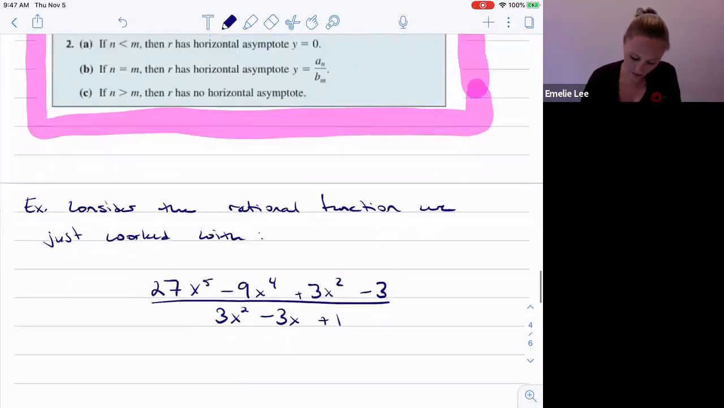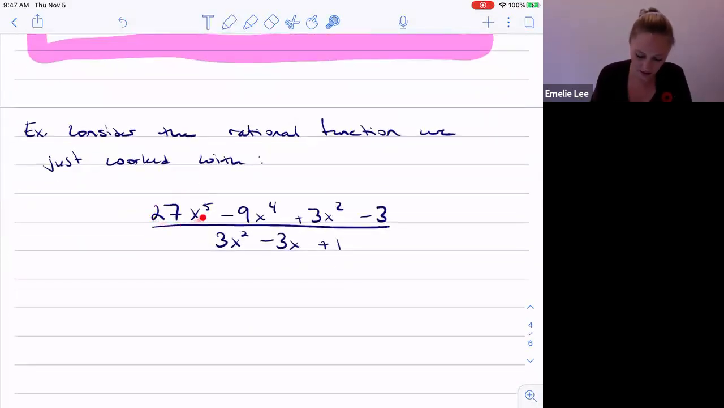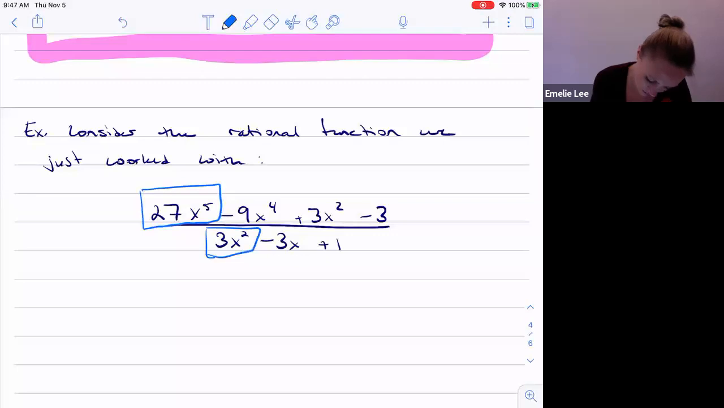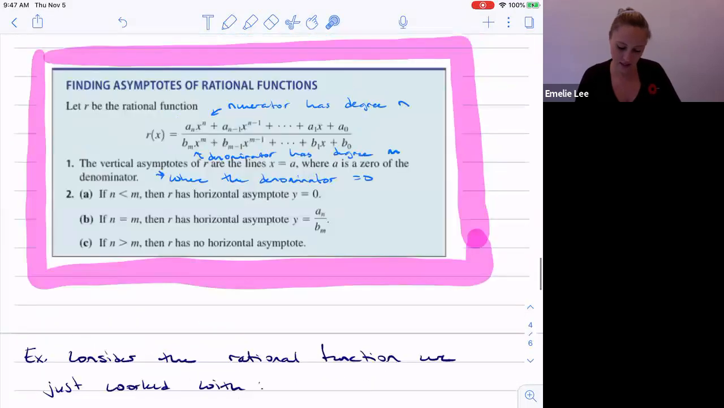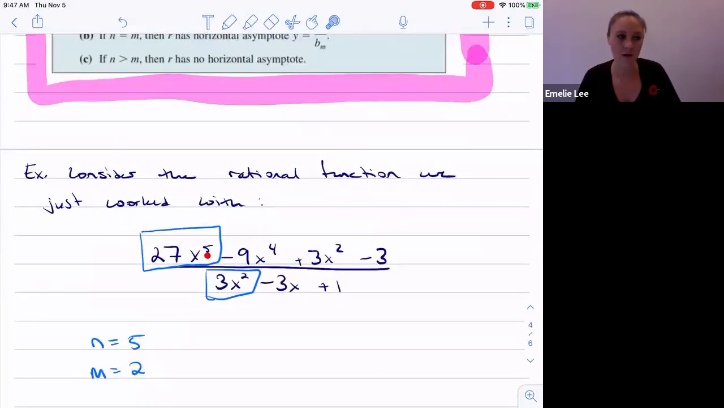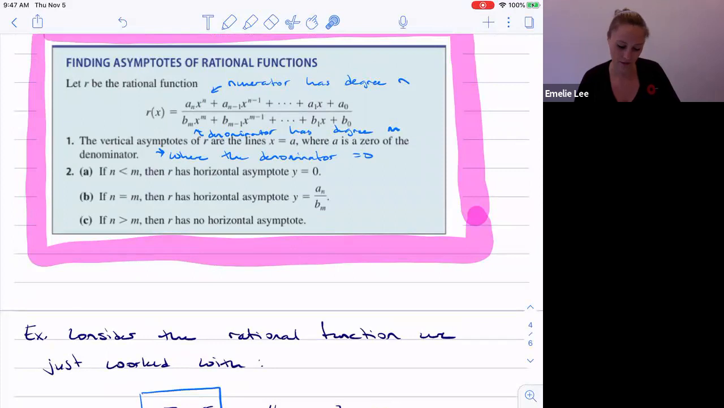Okay, so here, what I want you to do is first look at the leading terms. In this case, n is equal to 5 and m is equal to 2. n is the degree of the numerator, which is 5, and the degree of the denominator is 2, which we're calling m. I'm only naming them n and m because we're referencing n and m here, and so that's why I'm making those connections.